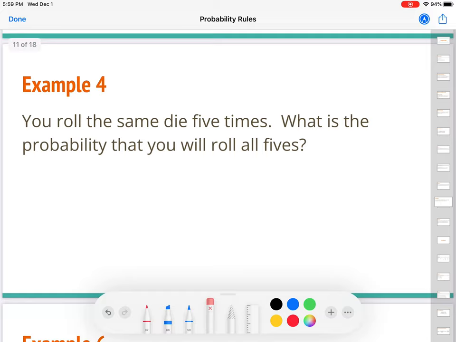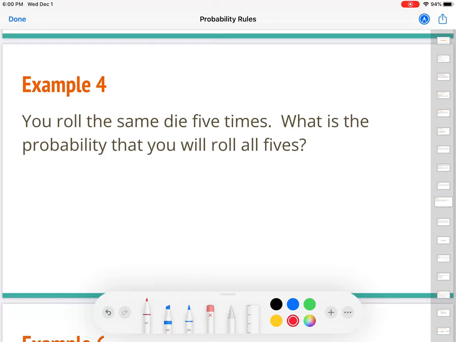Next problem, and again, you roll the same die five times. What is the probability that you will roll all fives? So for this one, are these independent events? Yes. One roll does not affect what the next roll is. You have an equal likelihood. You still have a 1/6 chance. Take time, stop the video, and try to figure this one out, and come back when you're ready.